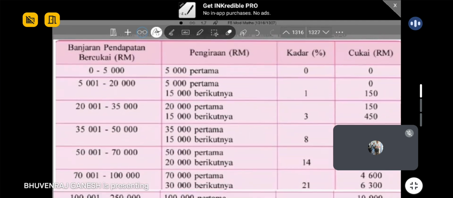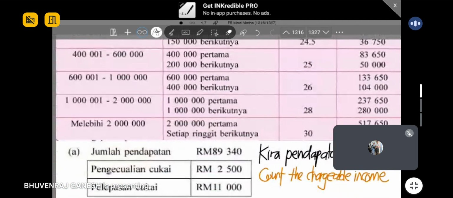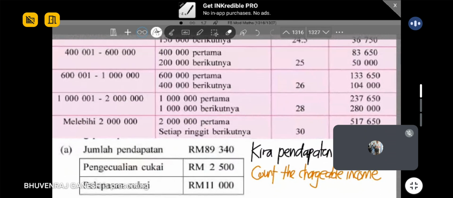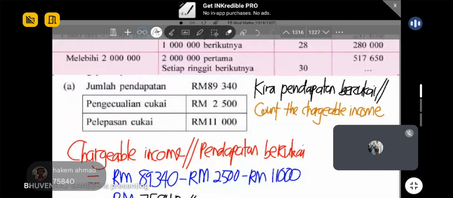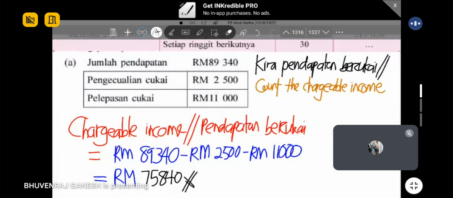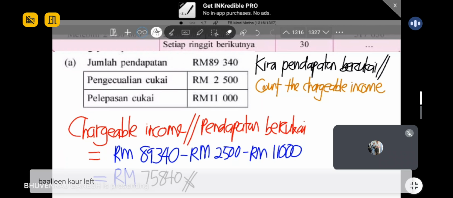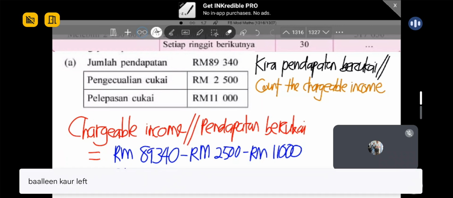Okay, total income is 89,340. Tax relief is 2,500. Tax exemption is 11,000. So what is your chargeable income based on the formula? Can you all comment? Okay, let's check and see. So the answer is yes, correct, 75,840. This is your chargeable income, pendapatan bercukai kamu.